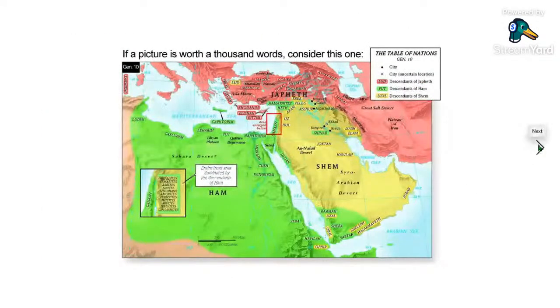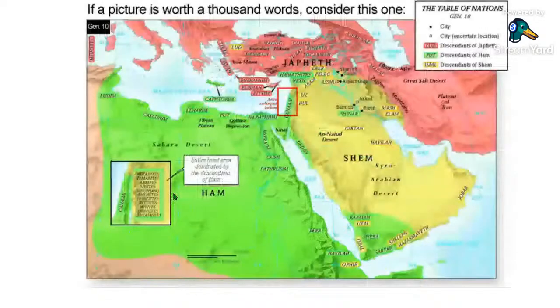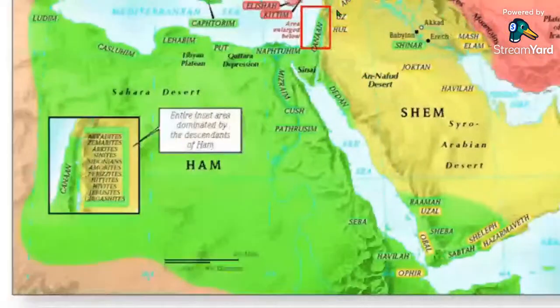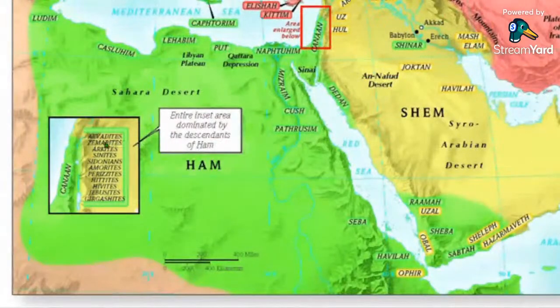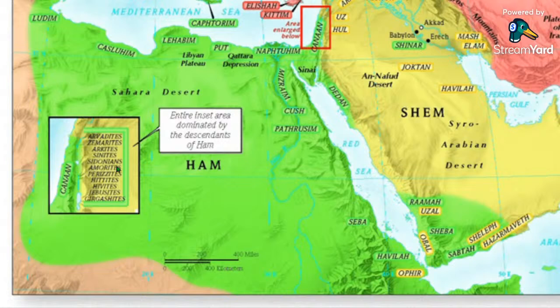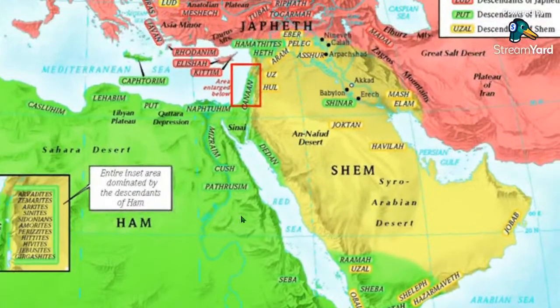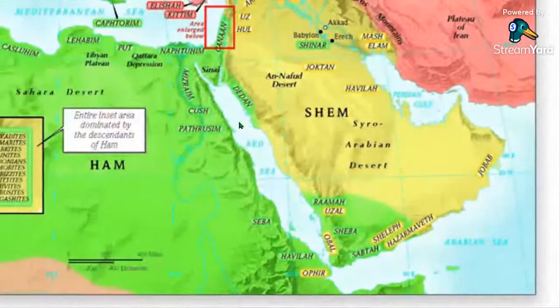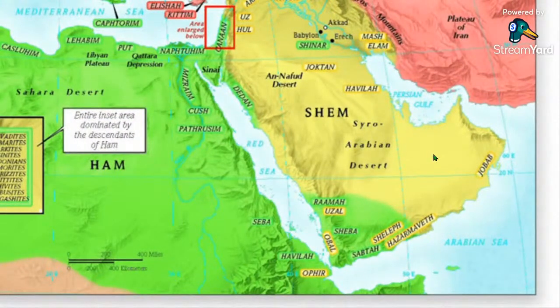Everybody has their haplogroups. And of course, if you want to know who the Canaanites are, it's Arvadites, Zemarites, Arkites, Sinites, Sidonians, Amorites, Perizzites, Hittites, Hivites, Jebusites, and Girgashites. Those are the descendants of Canaan.